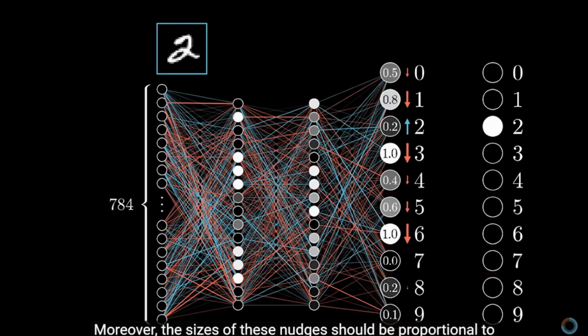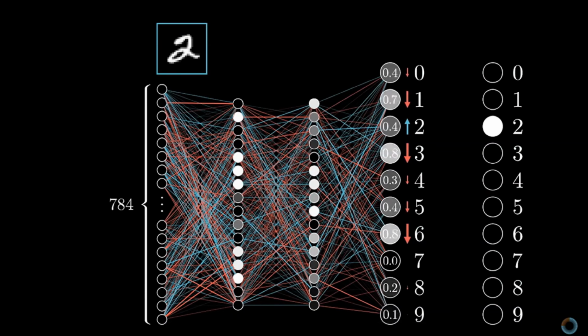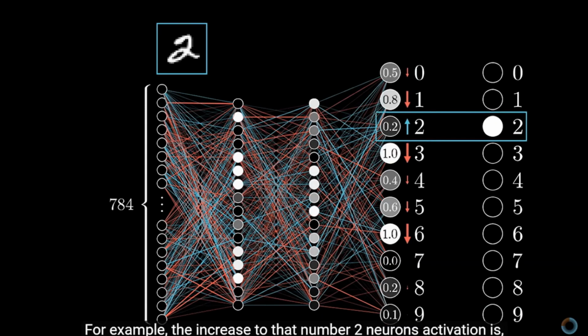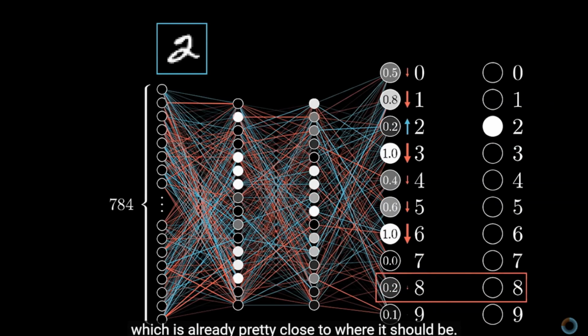Moreover, the sizes of these nudges should be proportional to how far away each current value is from its target value. For example, the increase to that number 2 neuron's activation is in a sense more important than the decrease to the number 8 neuron, which is already pretty close to where it should be.